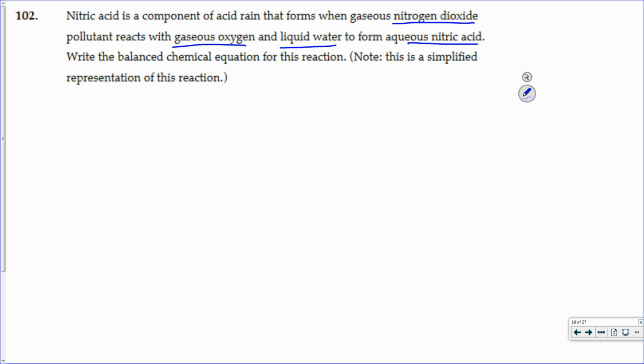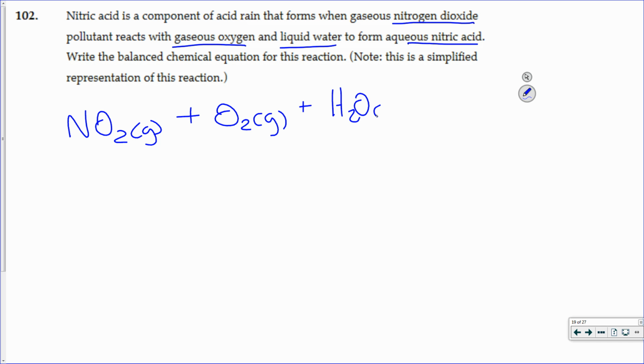What is nitrogen dioxide? Give me a formula. Okay, NO2. It tells me it's gaseous, so I'm going to put a (g) after it. The next reactant is oxygen, so we know what O2 is. Then it tells me liquid water, H2O, in the liquid state. And then it forms nitric acid, which is one of the acids we needed to memorize, and it tells me that it's aqueous. So this is one of the ways that the pollutant nitrogen dioxide gets converted into nitric acid in acid rain.